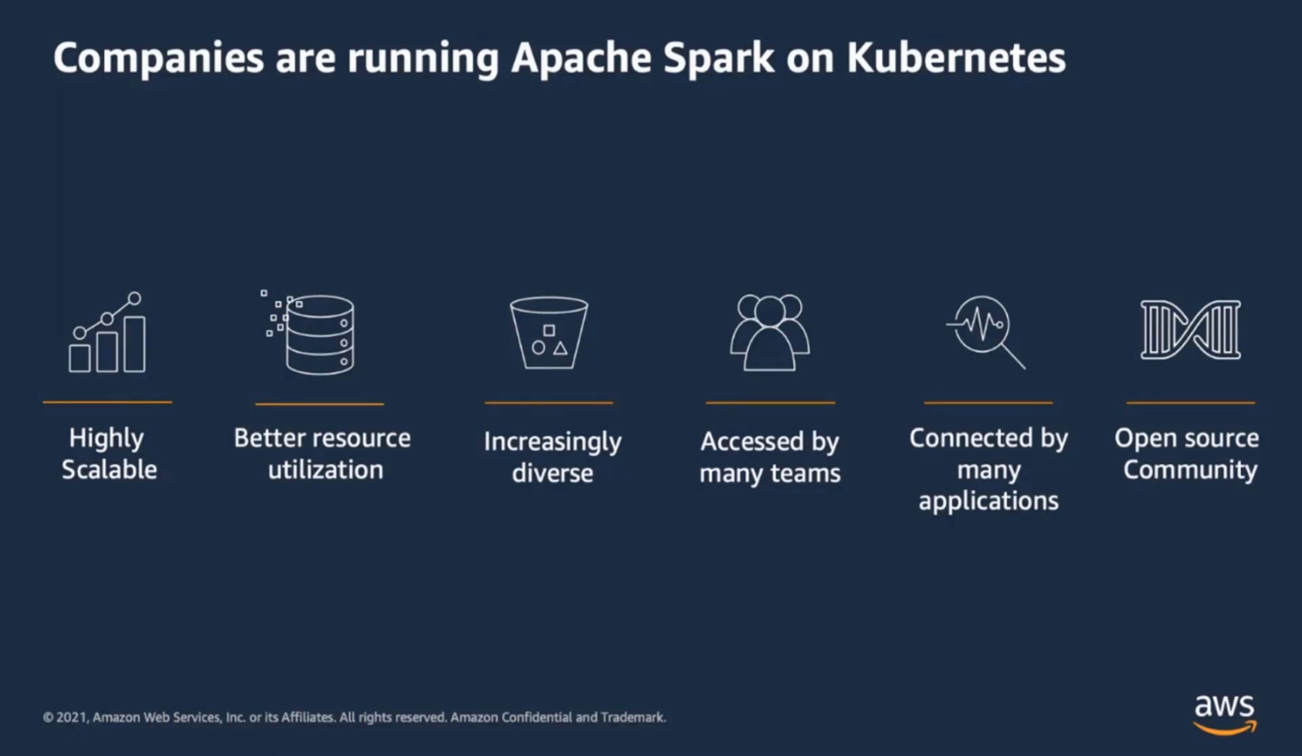Oftentimes, we see customers or companies using Airflow together with Spark to solve those big data ETL pipeline orchestration challenges, and also Kubeflow as one of the most popular machine learning platforms built on top of Kubernetes. We often see customers using Spark for the upstream data processing and Kubeflow for the downstream machine learning. And because of those reasons, we launched Amazon EMR on EKS.